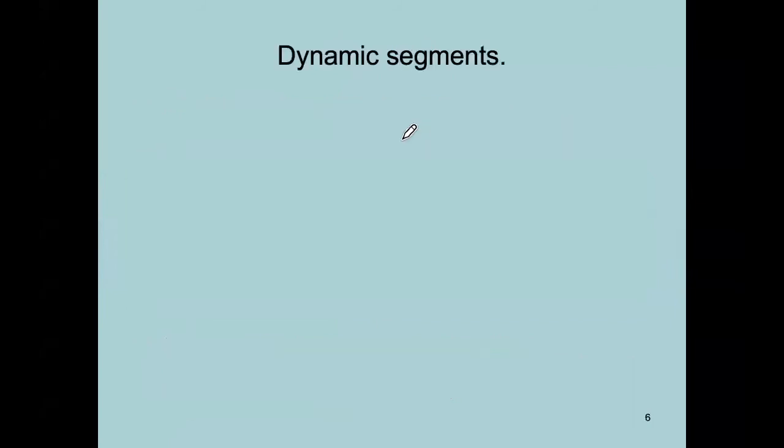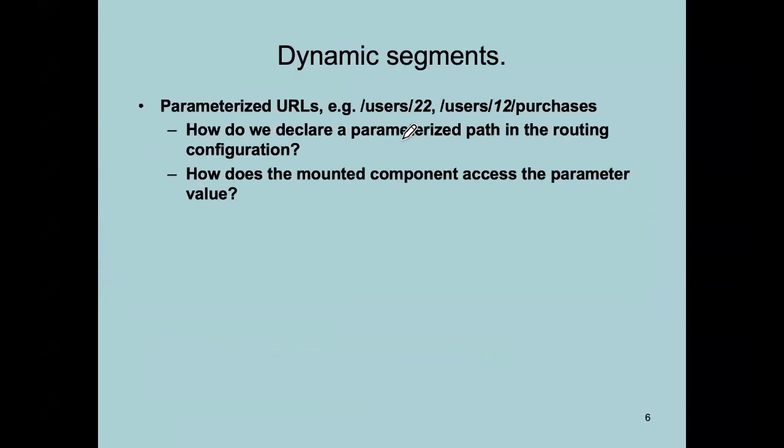Next is this notion of dynamic segments. This is a term that the React Router library uses, and I'm not sure why they use this term. What they're really talking about is what's more commonly referred to as parameterized URLs. The URLs that we've seen so far in our two simple little examples are purely static URLs. A parameterized URL is where part of the URL contains essentially a variable value.